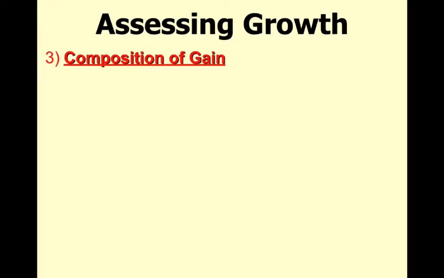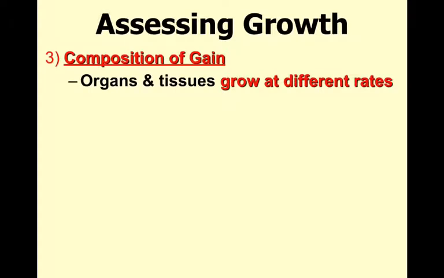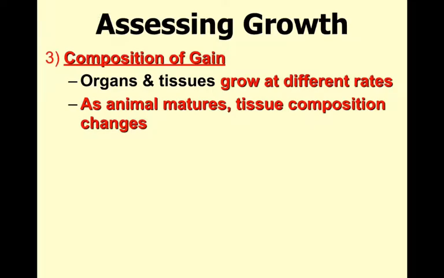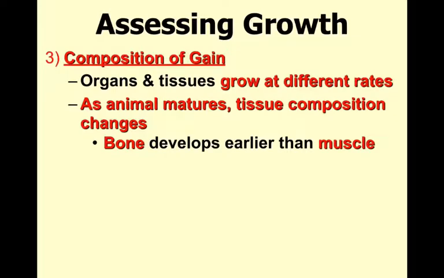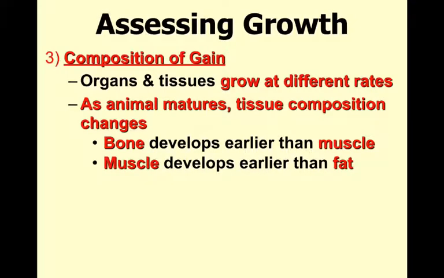The third way of assessing growth, so the first way was increasing body weight, the second was increasing stature or size. The third way is the composition of the gain. Organs and tissues in the animals grow at different rates. As that animal is maturing, their tissue composition is changing. The proportion of protein to fat to bone all changes as they grow. Bone develops earlier than muscle does, which makes sense. They need to develop that skeleton prior to being able to develop the muscle to go on the skeleton.